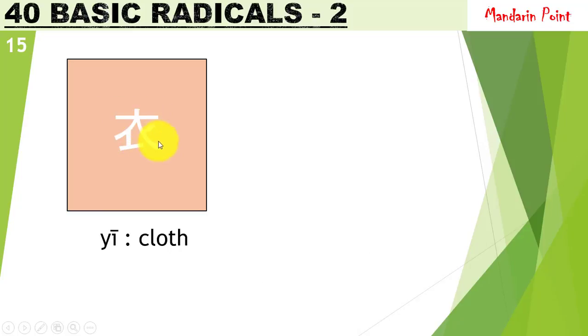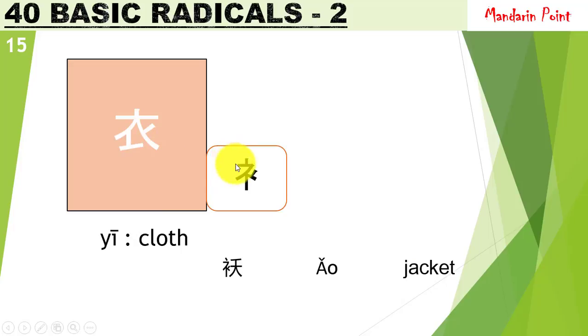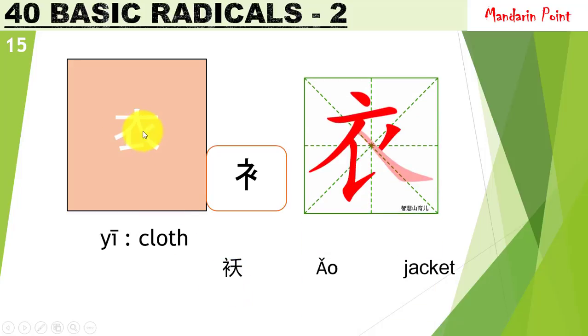The next radical is yi, meaning clothes. So it will represent those names, those activities, those terms which are related to cloth. For example, here we have ao, meaning jacket. This one and this one portray the same meaning of clothing. Usually this one is placed on the left side, and you can observe that a jacket is a part of clothes, so this radical is placed on the left side.